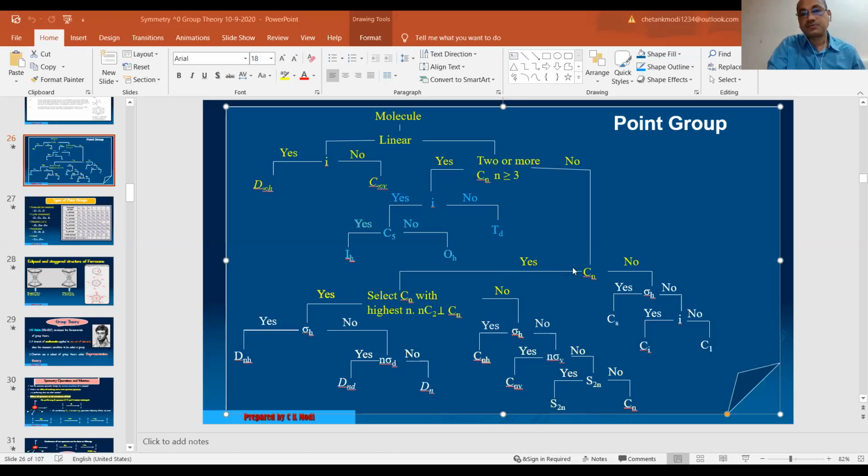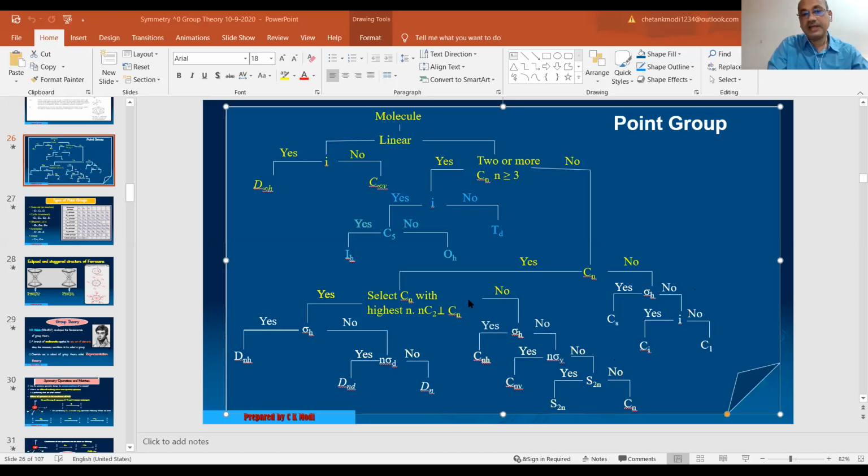On the other side, where no Cn are present, and sigma h is present, then the point group is Cs. However, if sigma h is absent and i is present, then the point group is Ci. Okay. And if i is absent and only identity is present, then the point group is C1. Okay. So these are the lowest symmetry point groups.